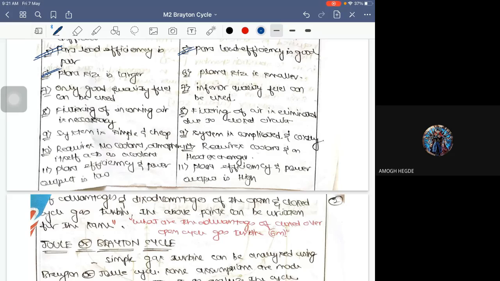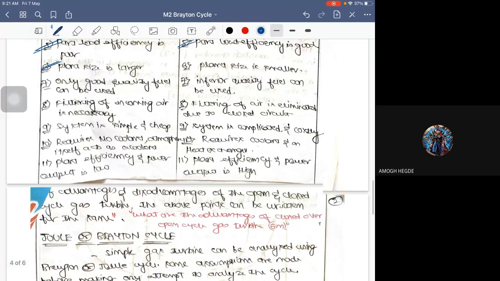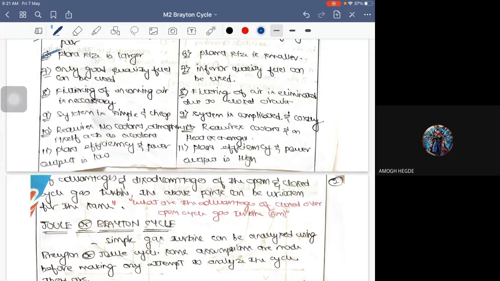Next, plant size is larger here, and plant size is smaller here. Plant size is smaller in a closed cycle gas turbine because it can be coupled and you can make it compact. In case of an open cycle gas turbine, you require a huge amount of air to be compressed. Here your entire system is at high pressure in a closed cycle gas turbine. So when you are running at a high pressure, naturally you can compress the whole equipment setup.